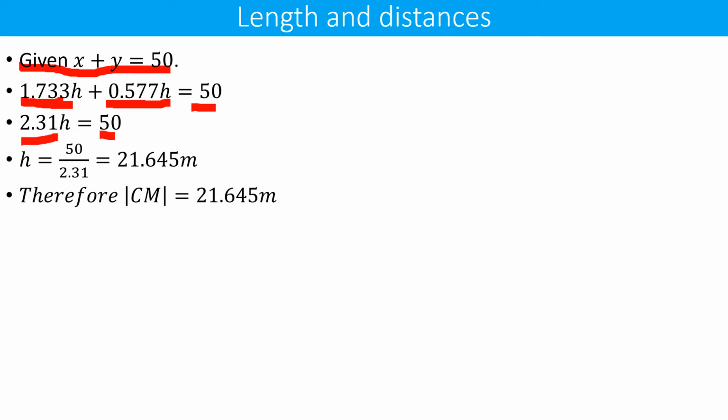Then you divide both sides by 2.31 to get our H. So it will be 50 over 2.31. Then we get 21.645. So therefore our CM, the height, is 21.645. Good. So let's move on.